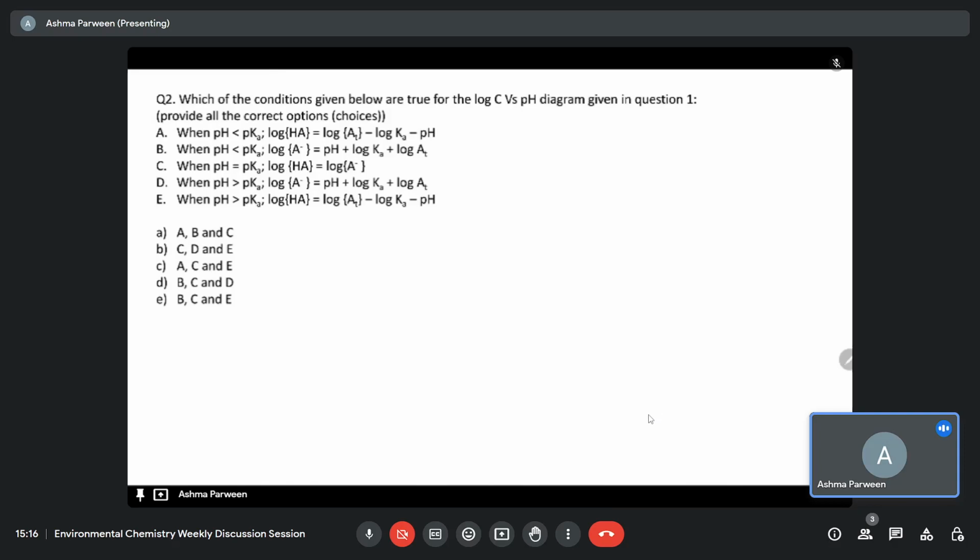The question is, which of the conditions given below are true for the log C versus pH diagram given in question 1? We have to refer to the log C pH diagram given in the previous question, and this question has multiple correct options. 5 options are given, and based on the pH pKa relation, we have to find out which of these equations are correct. It is quite a lengthy question if you try to solve from the beginning, but I would recommend not to learn these equations. We can derive these equations if we know what is pH and what is pKa, and we can find out the trend. I will give you 5 minutes to find out which of the options are correct.